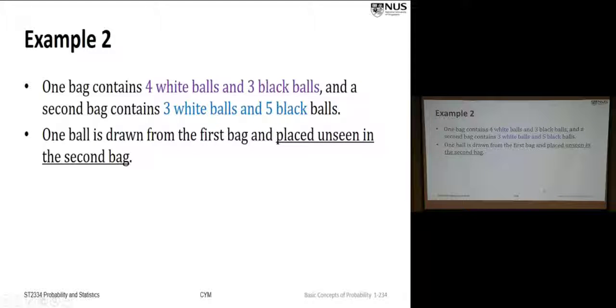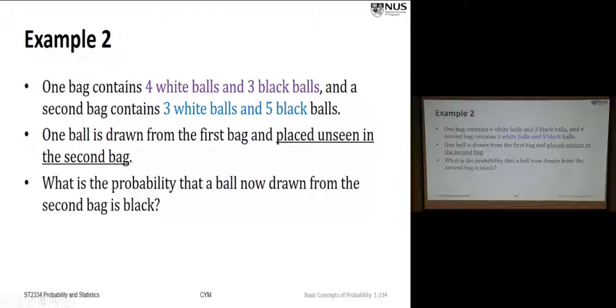Okay. So, example 2. We have 2 beds. One consists of 7 balls, 4 white and 3 black. The other consists of 8 balls, 3 white and 5 black balls. We take one out, don't check what color it is, and put it in the second bed. Then what is the chance that the ball now taken from the second bed is a black ball?